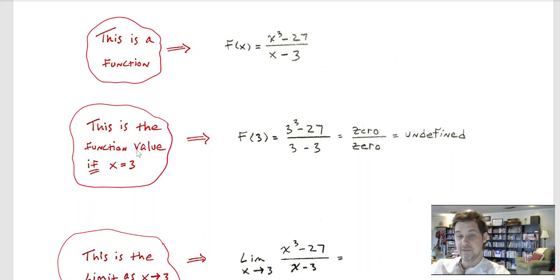This is the function value if x is 3. Okay, so this right here is what happens if you let the input or the x be 3, for example, or I'm just using 3 as a number in my example. You plug 3 into the function, you do some calculations, hopefully you get an answer, but sometimes you don't. This time it's undefined. All right, so we got our function. We got our function value if you let the x be 3.